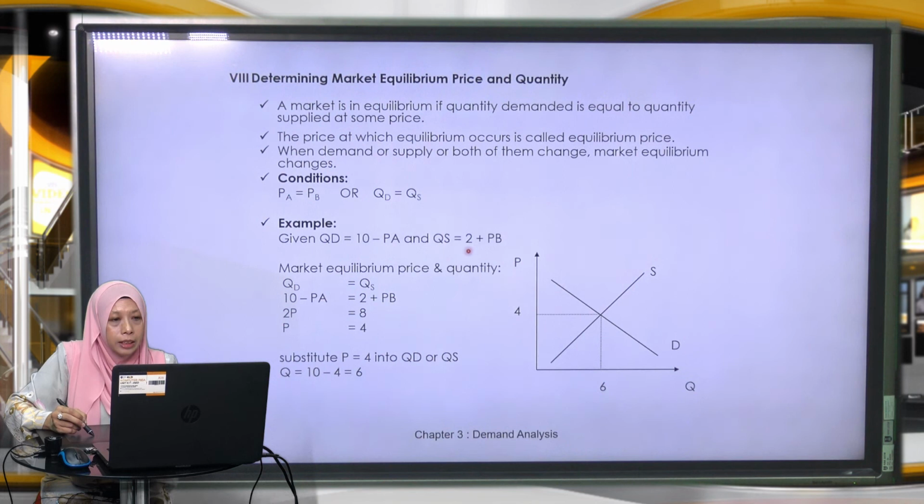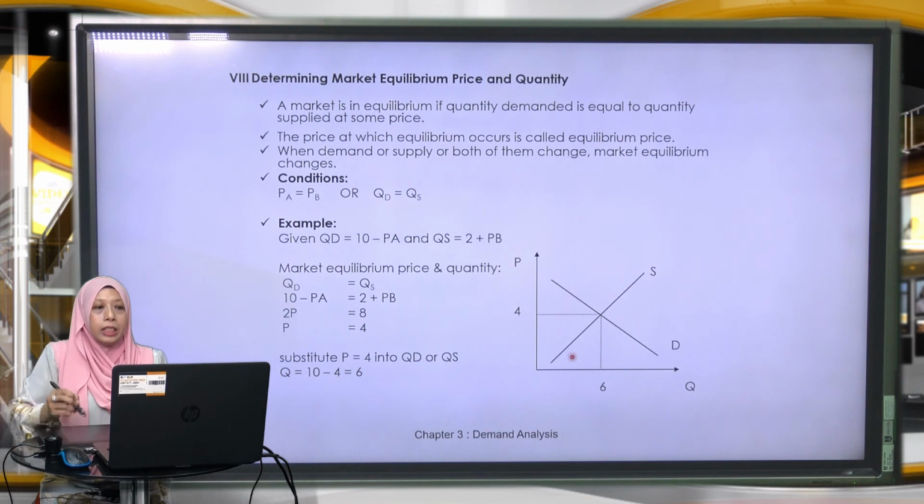Your supply function here is 2 plus P, correct? Your P is 4, so 2 plus 4 is 6. Again, you get the same quantity. So in a market, always remember that at the equilibrium point, supply will intersect demand, and at that point, quantity demanded equals quantity supplied. Whenever you want to determine the market equilibrium point, you just use that condition, and all you need is the supply curve and the demand curve.